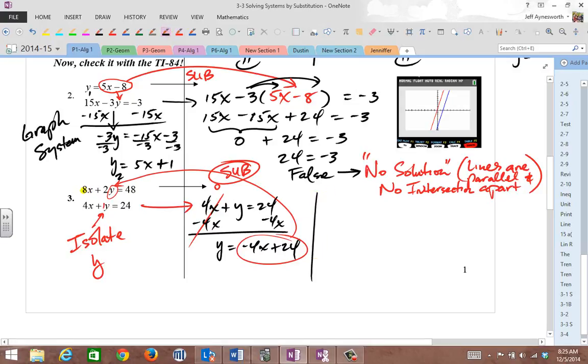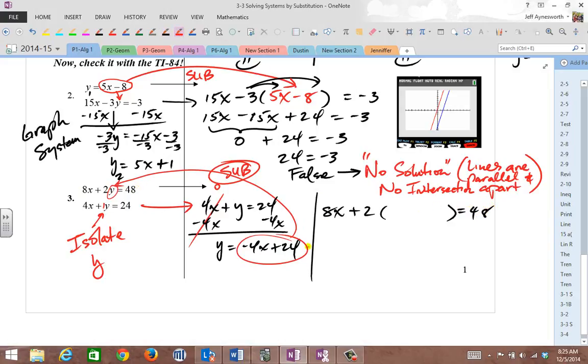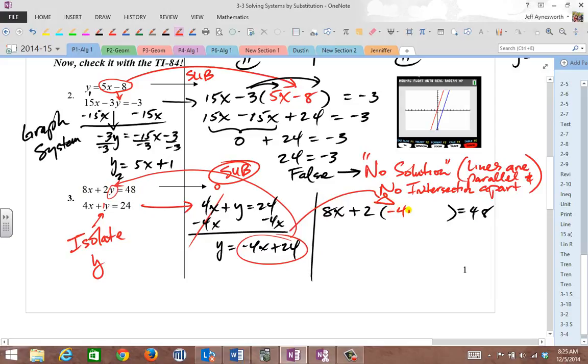So what do I get? From left to right, I get 8x plus 2 times whatever y is, equals 48. I want to substitute that value in. I'm going to take -4x plus 24 and substitute it in. Okay, then you go for it.